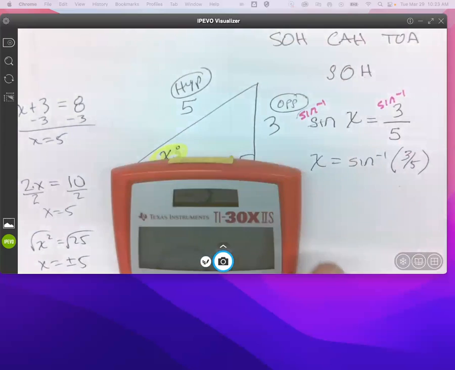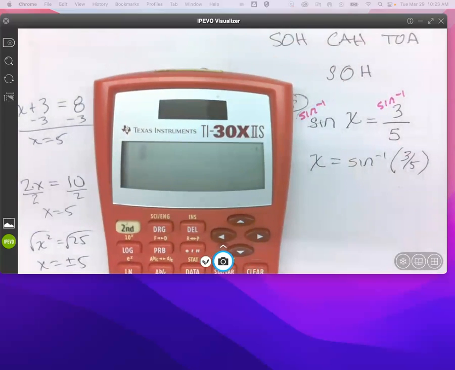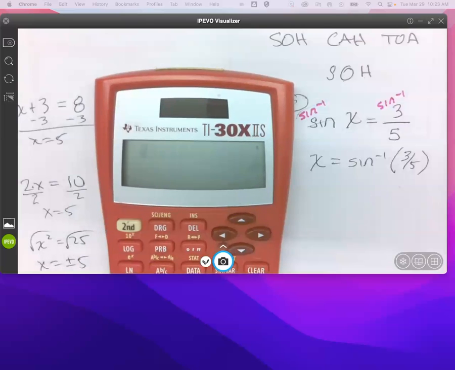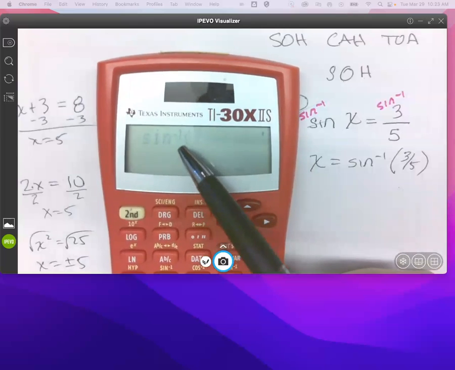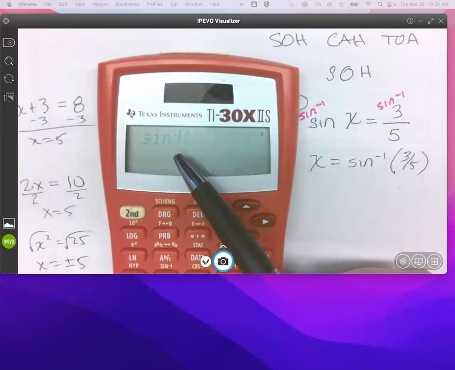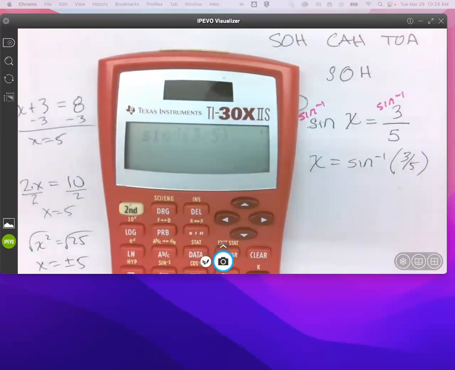So in this case, we want to do the inverse sine of 3/5. So I'm going to take my calculator. I'm going to press the second button, followed by the sine button. You'll notice that now my sine has a little -1 exponent on it, indicating it's an inverse. And then I'll do the fraction of 3/5 by just doing 3 divided by 5. And I'll hit enter.